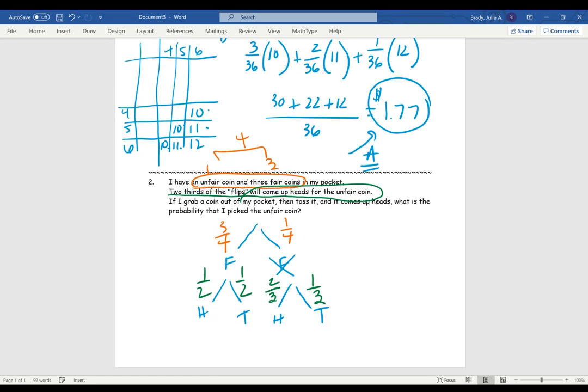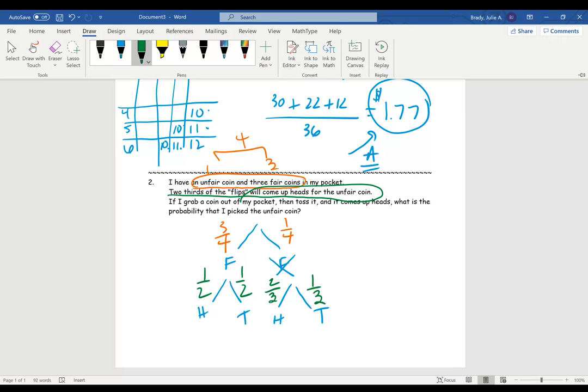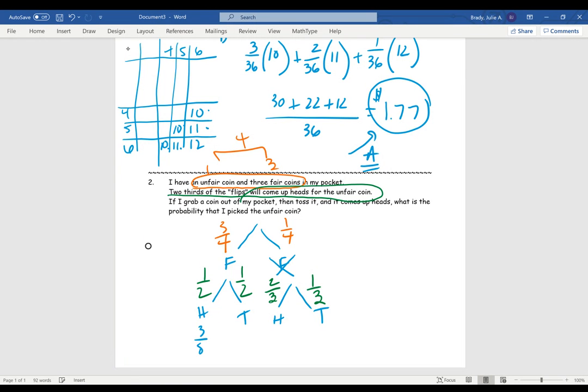Okay, so now we've got to get the probabilities at the bottom. Some of you guys forgot to do that. So just multiply down the row. I think that's 3/8, and then this would be another 3/8. And this would be 2/12, and this would be 1/12. Okay, now we've got to write this.